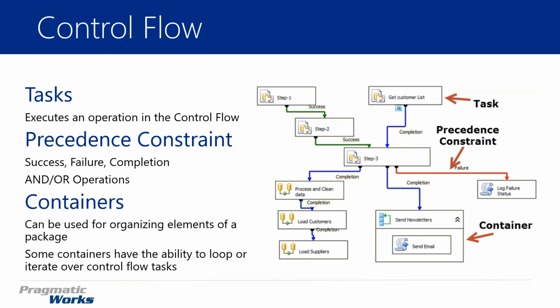Now next we have precedence constraints. And these are the arrows that you see that are either red, green, or blue. You'll also see that they have some text on them to allow you to know under what circumstances your control flow will proceed to those tasks. Now bear in mind though, the descriptions are not on by default, but I'll explain how to turn them on as we move through the lesson. But again, the precedence constraints are going to help us define the order of operations for our control flow and how it's going to run. Green, red, blue. Success, failure, or simply completion.